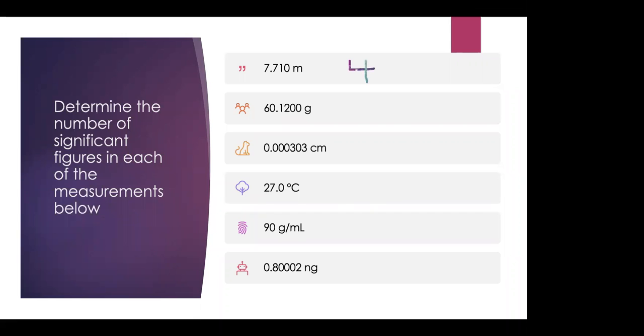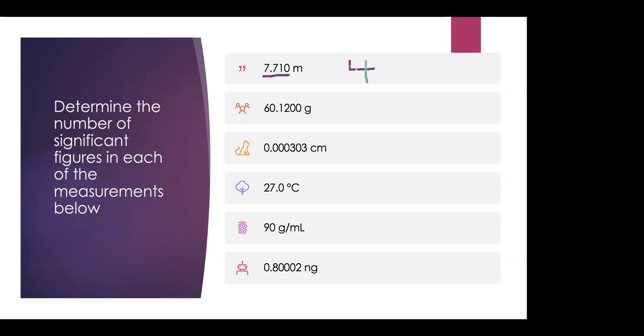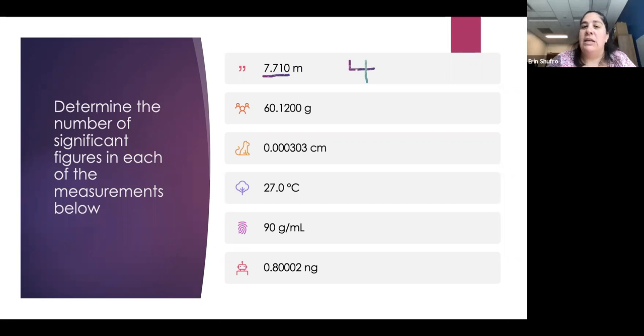4. Yep, that's exactly right. All 4 of those digits are significant because that 0 at the end is a trailing 0. Since there is a decimal point in the number, it does count. Awesome job. Okay, who wants to take a stab at the next one?